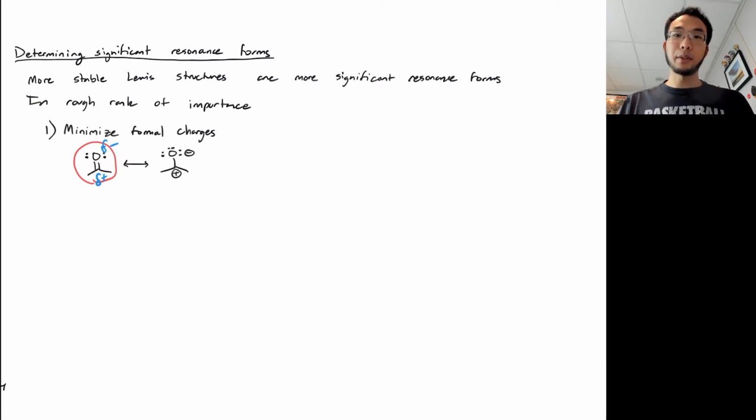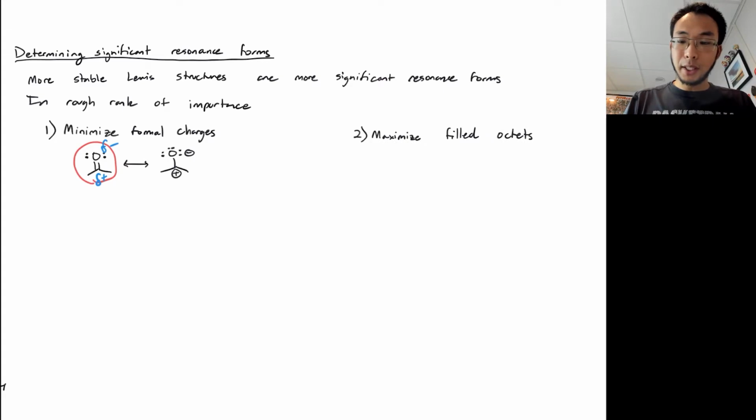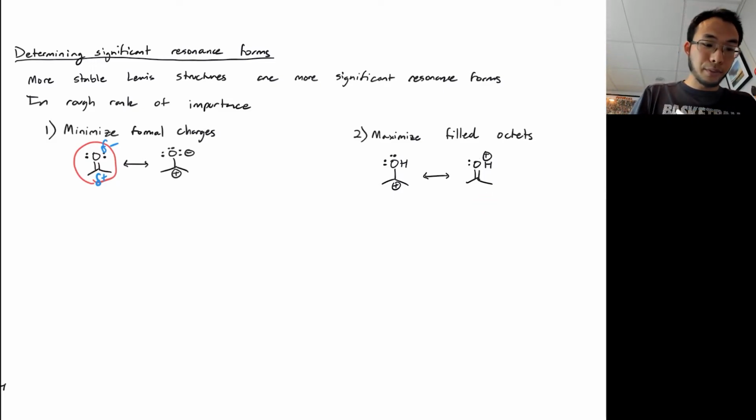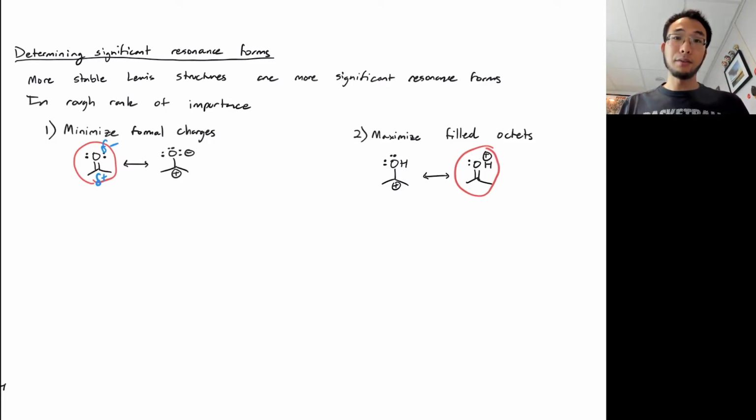So the second thing that we look for is to maximize filled octets in the structures. And so here's an example of that. I have this cation on the left and its resonance form on the right. So if you're looking at this, hopefully we're able to recognize that this carbon that's a cation here, or a carbocation, only has 6 electrons around it, so it does not have a filled octet, whereas on the right here, this resonance form does have a filled octet. And so what we would think is that in general, this is actually the better representation of the molecule.